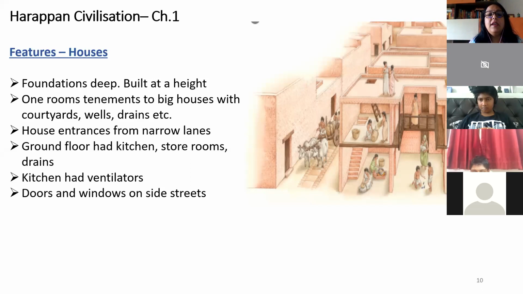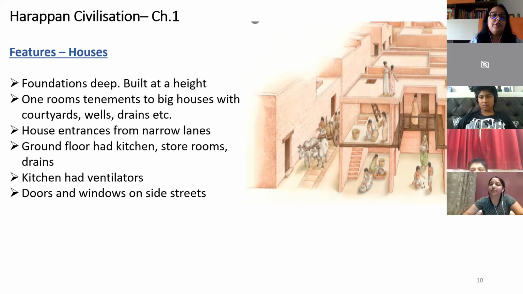Are we clear? And doors and windows used to open in the side street. That means that this was a side street or a narrow lane. Here you can see the door is there, but now this is the main street. In the main street there was no opening of the house. Houses did not have windows or doors which opened in the main street. They all opened only in the side streets. Are we clear about this one? Features of the house? I hope it is clear. It's very simple. Thank you.